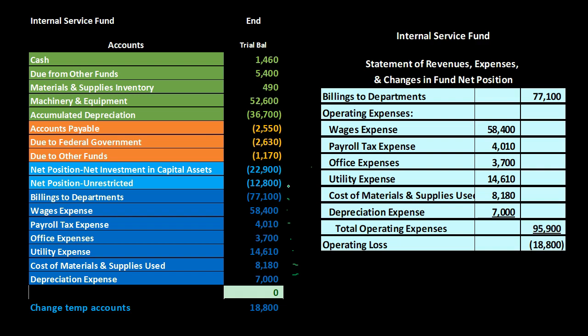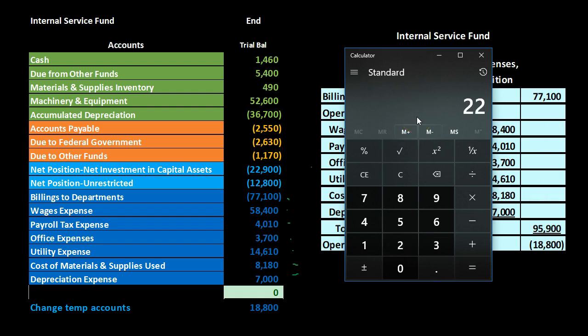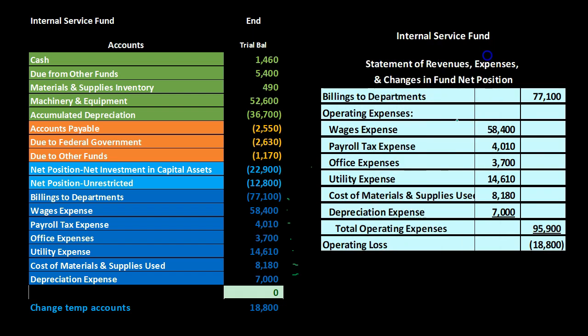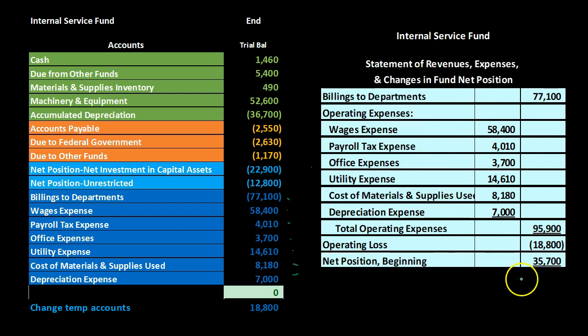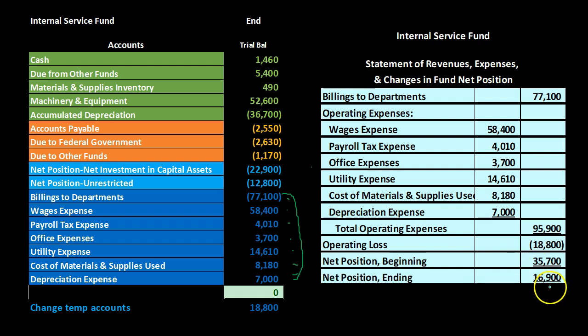And if we add those up, let's add them up here. We get the 22,900 plus the 12,800. That's going to be the 35,700. So 35,700 beginning position. Then all these combined together, of course, add up to that credit, or the negative number, the debit, the negative number of 18,800, or the loss. Subtracting those two out gets us to the ending balance, the 16,900.